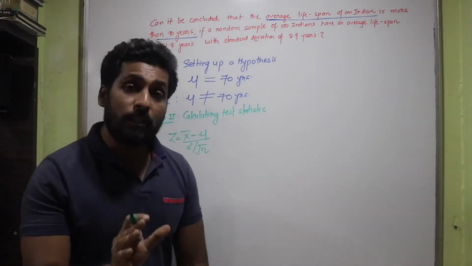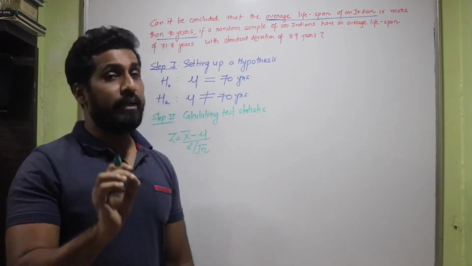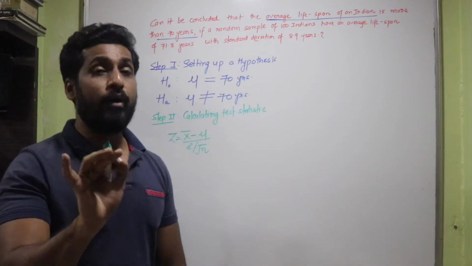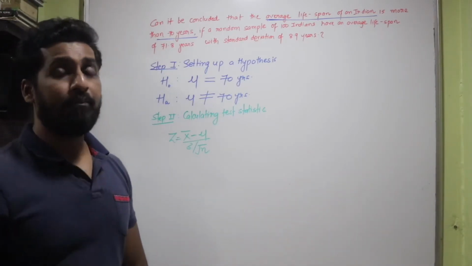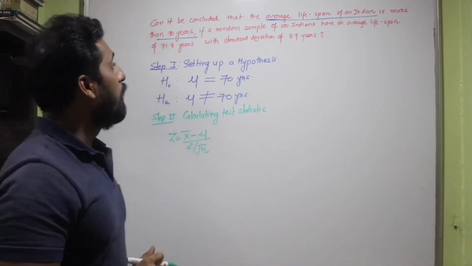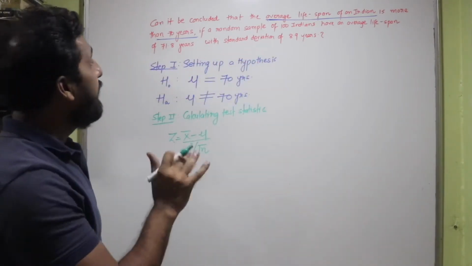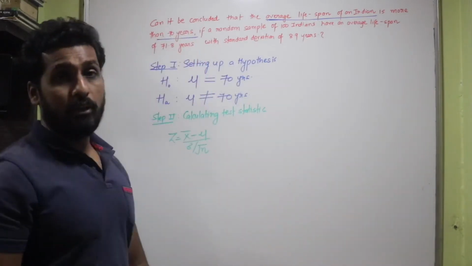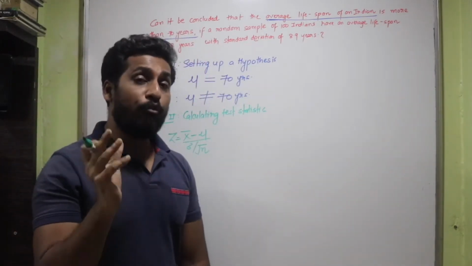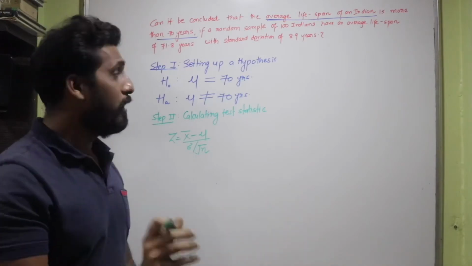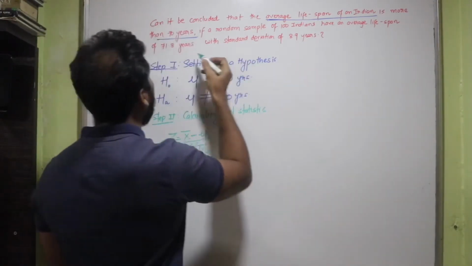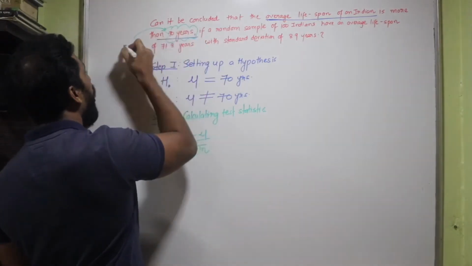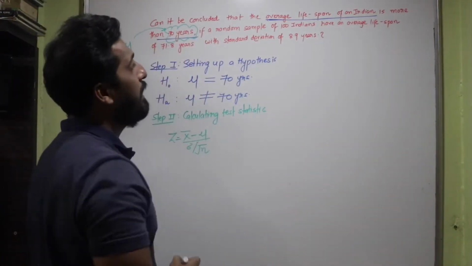Now this is a very important statement that I'm going to tell you. Make sure that you note down this statement somewhere in your notebook. It's a very important line. If you observe the question that is given to us, it is told that the average lifespan of an Indian is going to be 70 years. That means I already know the value of mu is 70 years. So mu is 70 years.